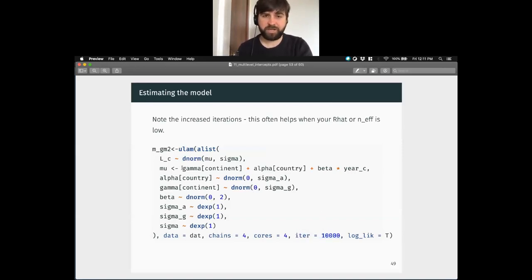The specification here, right, is gamma continent plus alpha country plus beta times year C. As we used before, the only addition is this gamma continent, for which I'm going to add the intercept distribution here, right? So the intercepts are distributed normally, and then the prior for the hyperparameter here. So I have two hyperparameters. Because I centered the data, I don't need to worry about adding additional hyperparameters for the center of that distribution because I've artificially fixed it at 0.